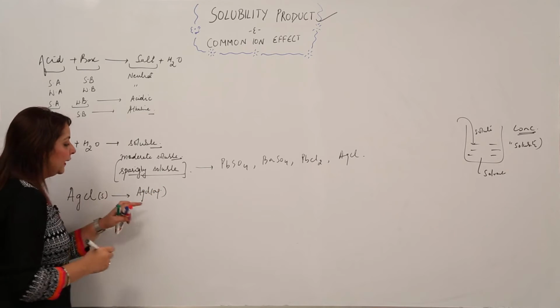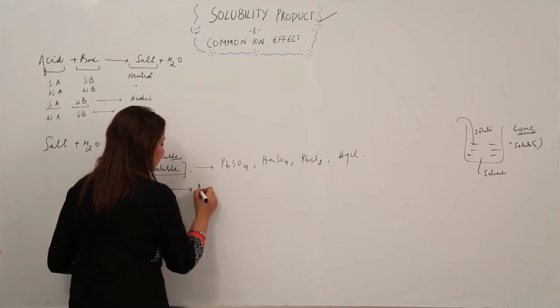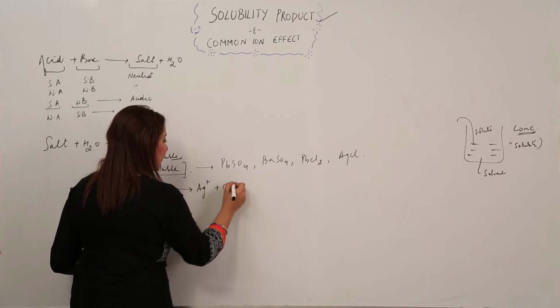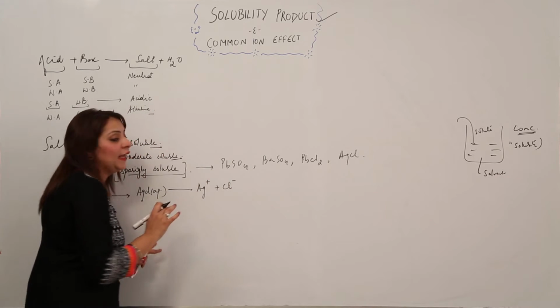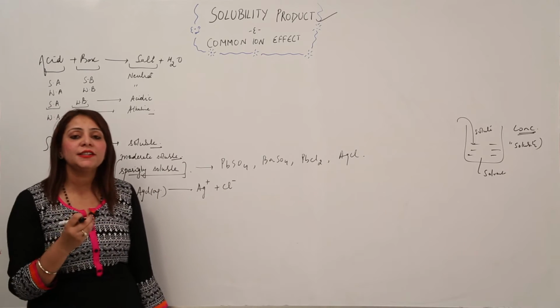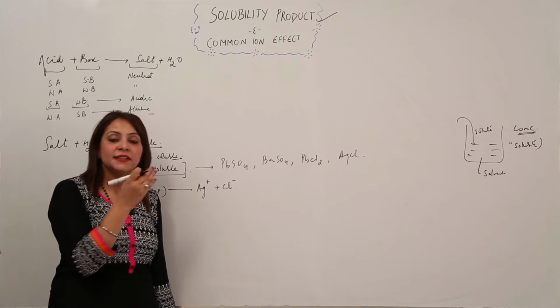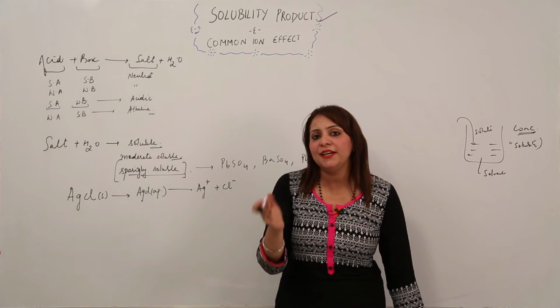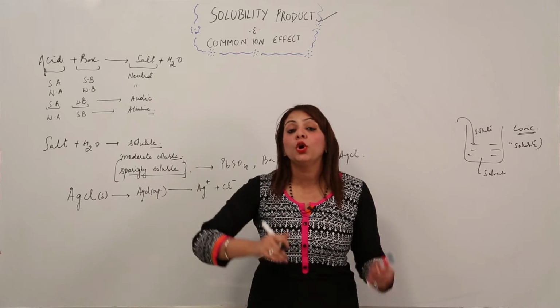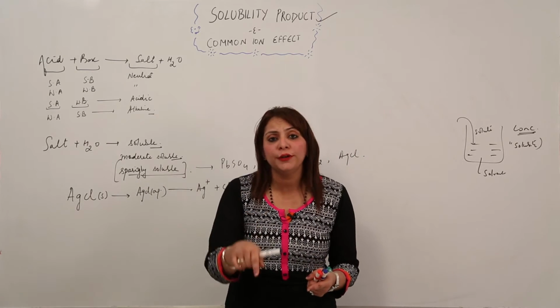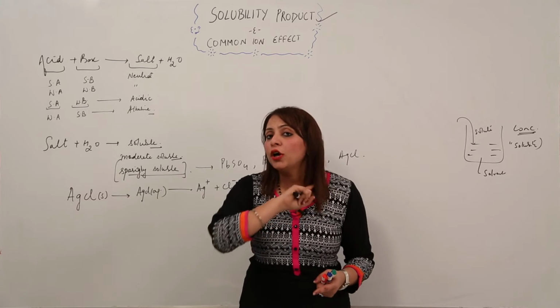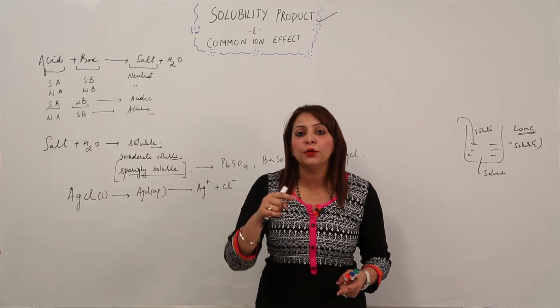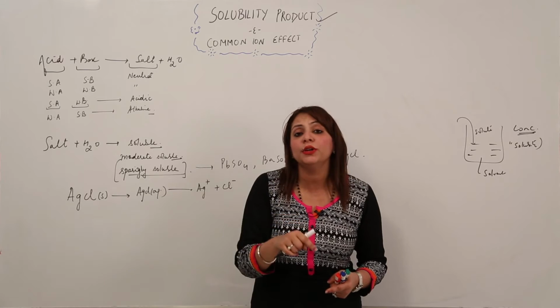Then it gets ionized, but we know that it doesn't get fully ionized. We know that because it gets dissolved only to a very small extent. Suppose I add AgCl to water, what will happen? Not all the AgCl molecules will go into the water, right?